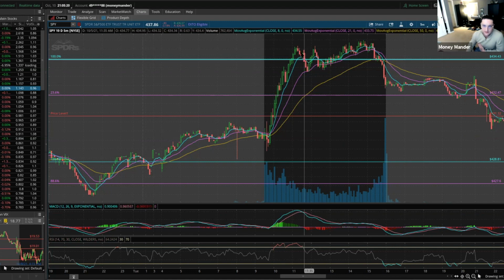So this is kind of how we play these. If you break the 8, maybe scale out some on your 8 break and hold half your position, and look if you get support at the 21. And then say you were to break that, then your next support would be the 50, and so on. So this is kind of how we play those.